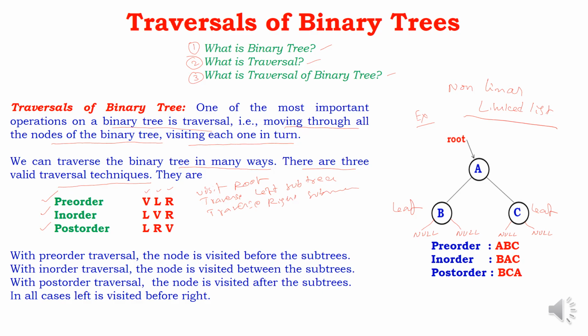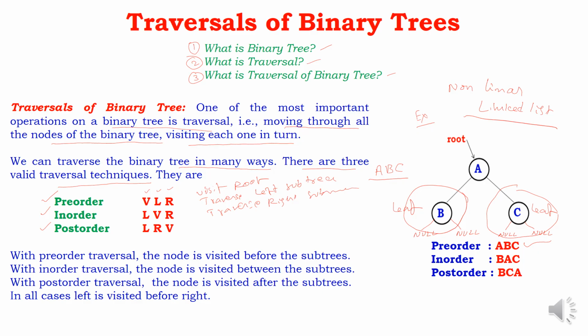So if it is only having three nodes like this, a small binary tree, it is very simple initially to consider what is a traversal. So here, visit root node A, visit A, then traverse left subtree. Left subtree is having only one node, visit that node. Then traverse right subtree. Right subtree is having only one node, visit that. ABC. ABC is preorder traversal.